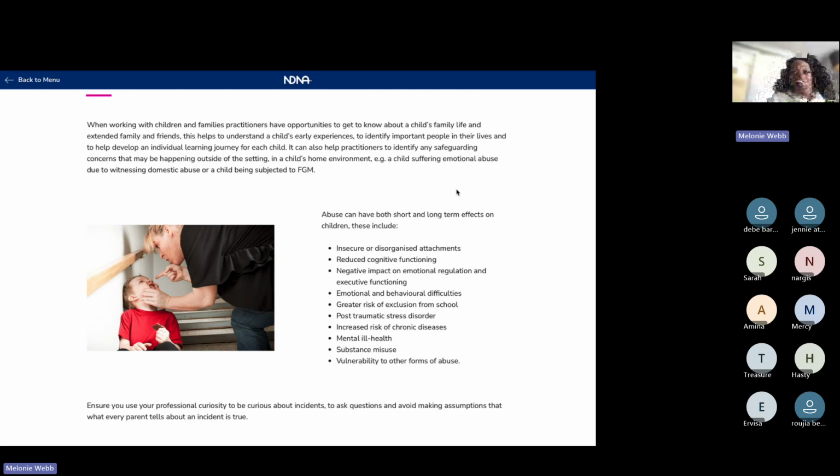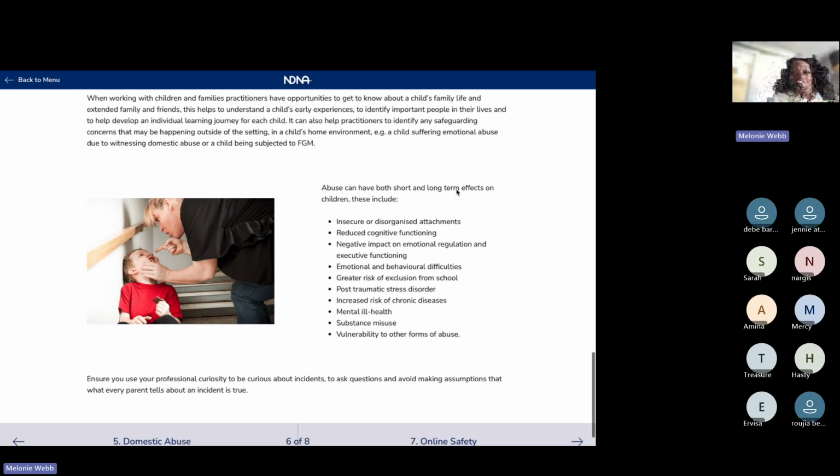Abuse can have both short and long-term effects on children, including insecure and disorganized attachments, reduced cognitive functioning, negative impact on emotional regulation and executive functioning, emotional and behavioral difficulties, greater risk of exclusion from school, post-traumatic stress disorder, increased risk of chronic disease, mental ill health, substance misuse, and being vulnerable to other forms of abuse.